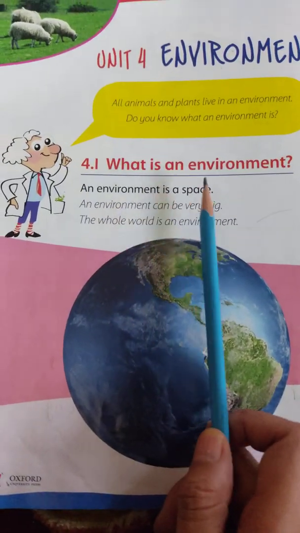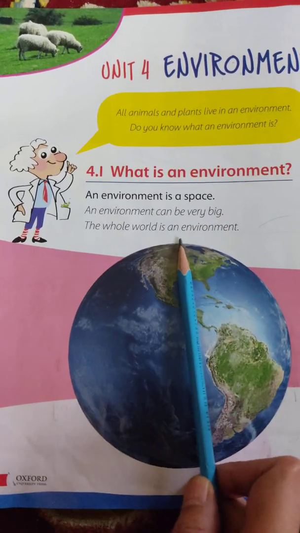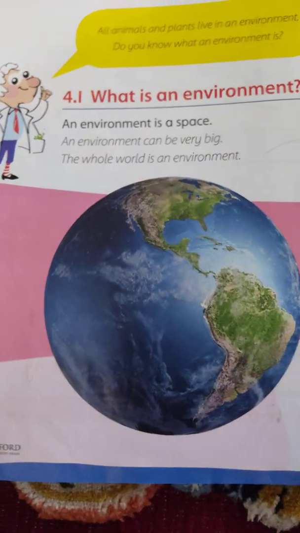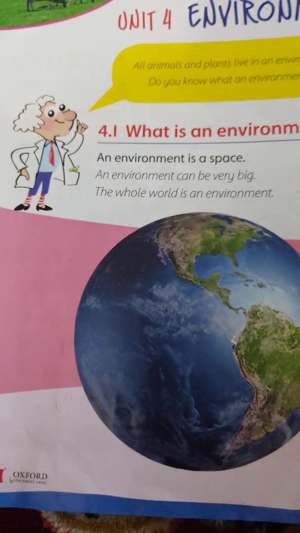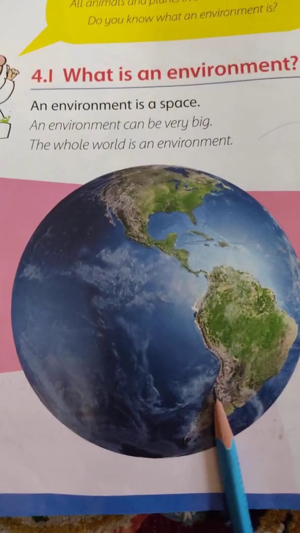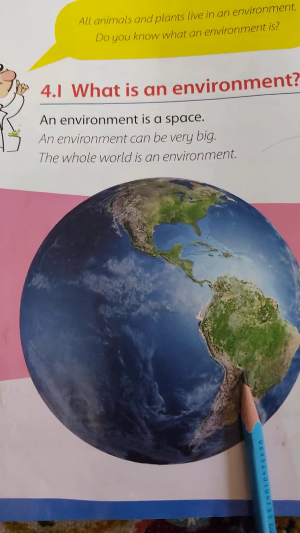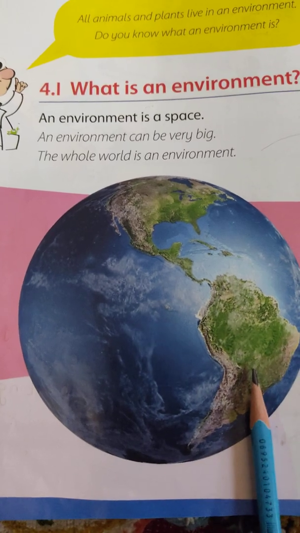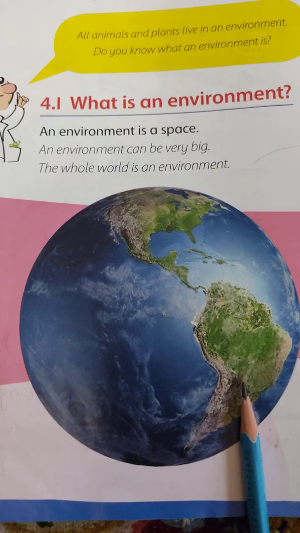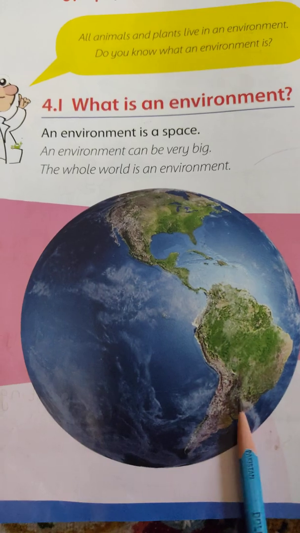An environment is a space. An environment can be very big. The whole world is an environment. Look at this picture. This is a picture of Earth. All the physical surroundings on Earth are called the environment. The environment includes everything living and everything non-living, like people, animals, plants, and all others. Living things rely on the non-living part of the environment to survive.